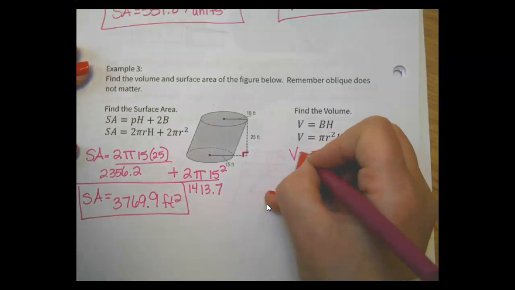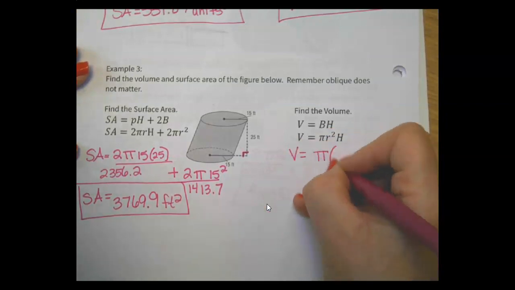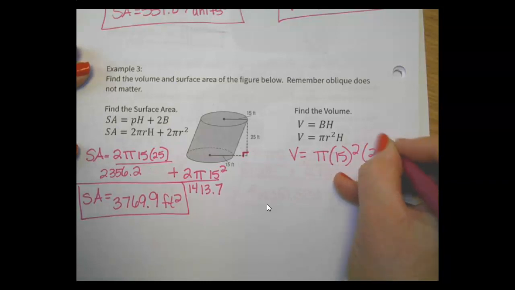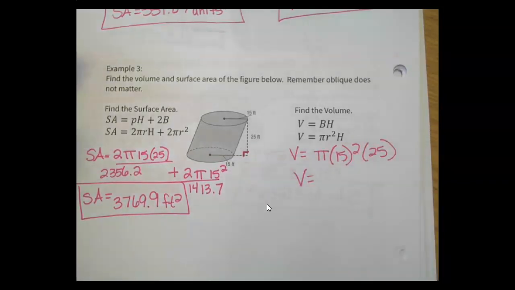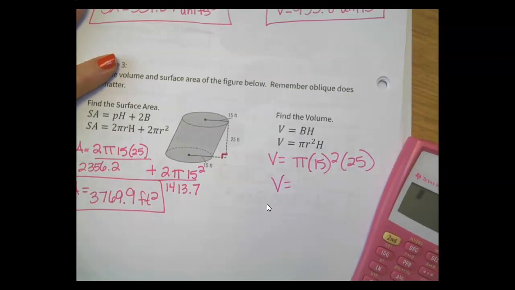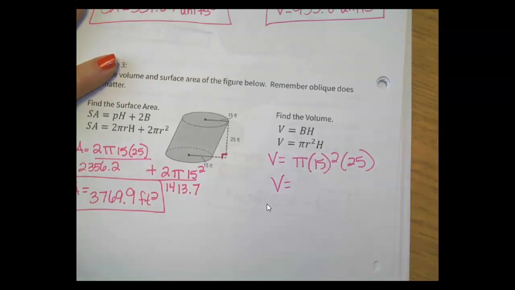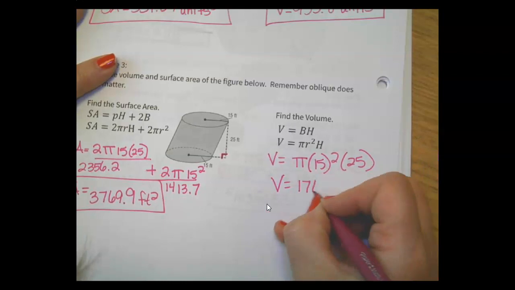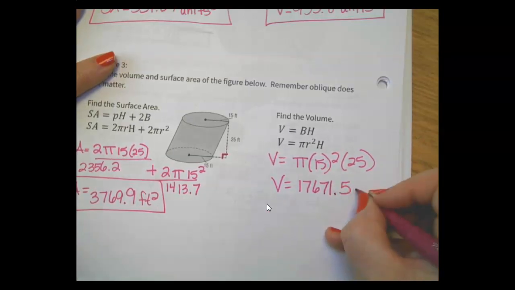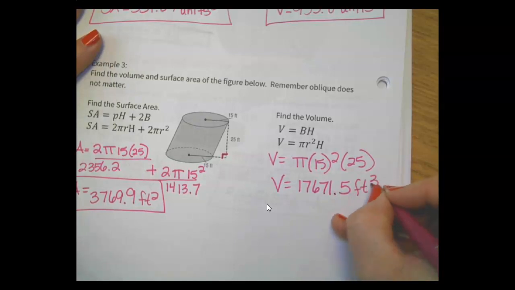Okay, V equals pi, radius squared, height 25. Can't get any easier than this, right? Okay, pi times 15 squared times 25. 17671.5 feet cubed.